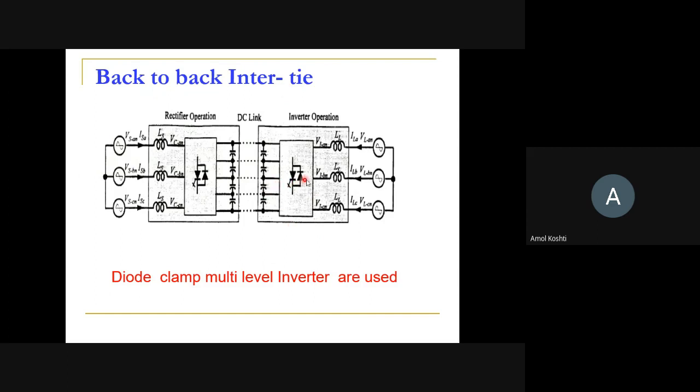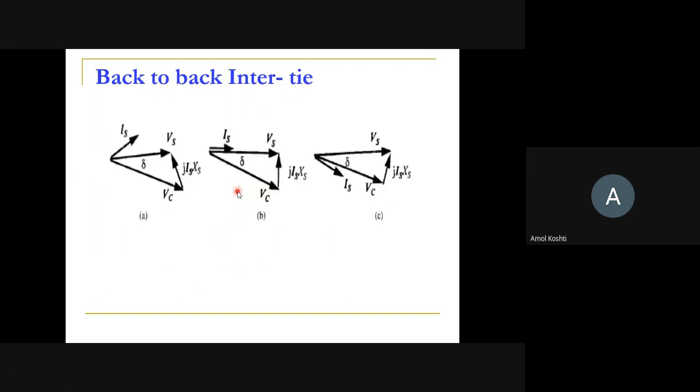Okay, and then the DC is converted into AC using this inverter operation, and then it is fed to this load side. Okay, so that is how any topology can be incorporated here for this back-to-back tie. So in this slide, if you see, the diode clamp multi-level inverter is incorporated here for the back-to-back tie application. Okay, so these are the different applications of the multi-level converters which are used.